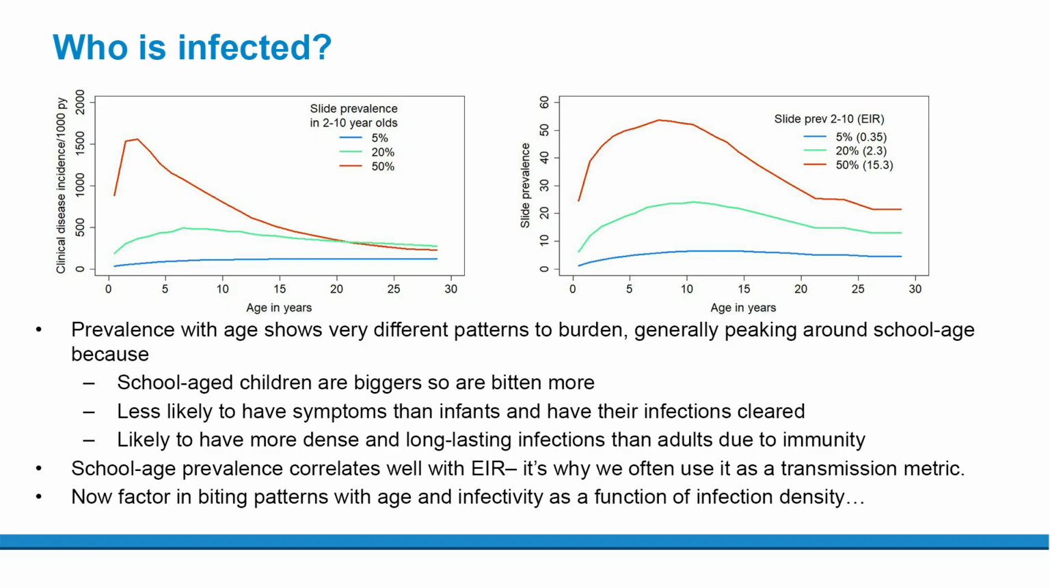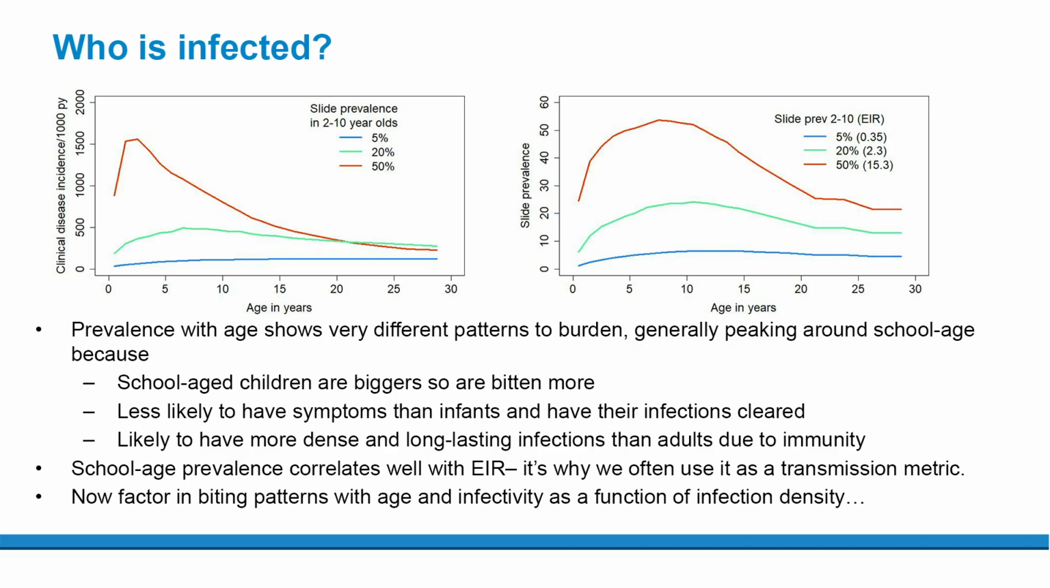And there are a few reasons for that Miriam covered very well. I've got one to add. That's the fact that school children are bigger than younger children, so there's more of them to bite. They are less likely to have symptoms as you increase transmission, and if you have symptoms and you get treated, you're no longer infectious. If you don't get treated, you'll stay infected for a long time, I'll go on to infectious.